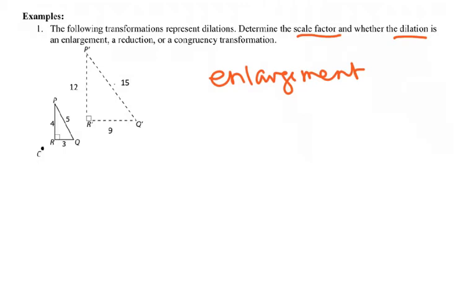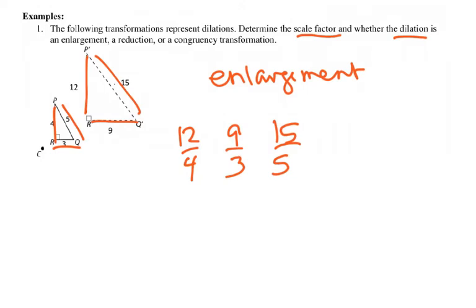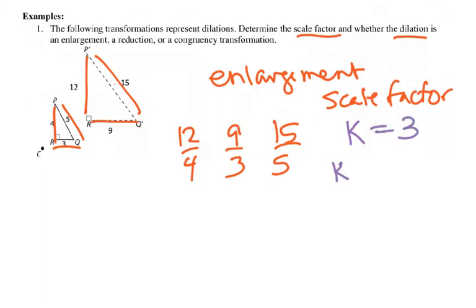So I can compare the sides. I could say 12 to 4, or 9 to 3, or 15 to 5. No matter which way I do that, the scale factor, which, by the way, the abbreviation for scale factor is K, is equal to 3. And since K is greater than 1, that verifies that I have an enlargement.